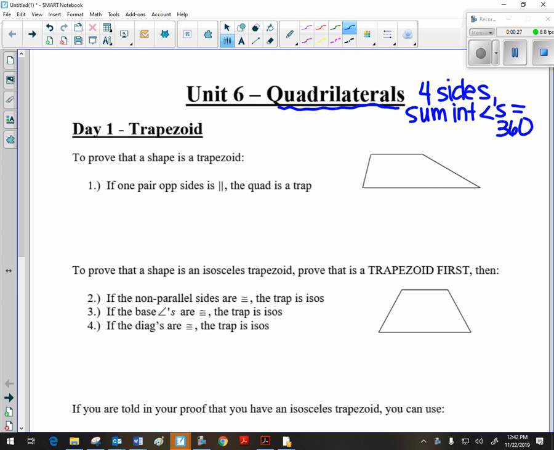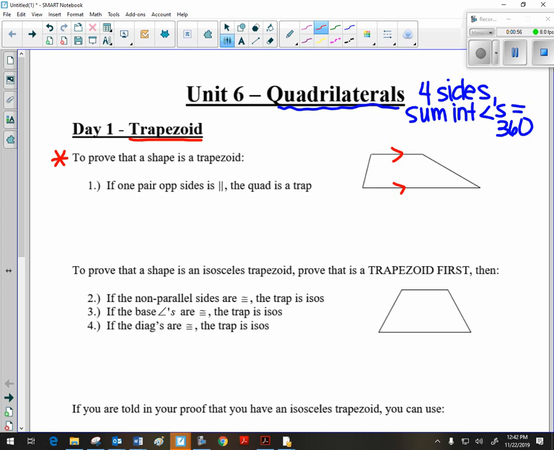When the quadrilateral starts becoming more specific, then we start talking about the properties that it exhibits, and we start to give them names. So the first kind of quadrilateral we're going to talk about is a trapezoid. If we are told that we have to prove that a shape is a trapezoid, we have to show that one pair of opposite sides is parallel to each other.